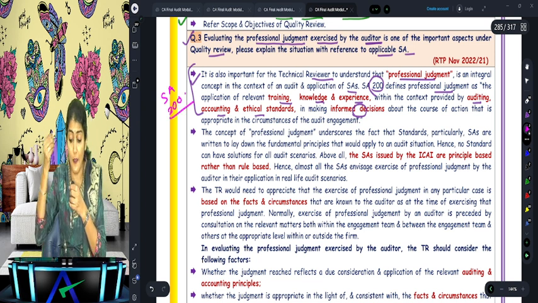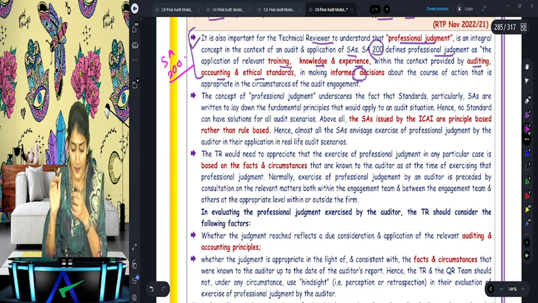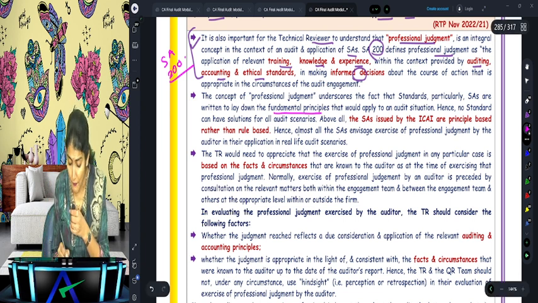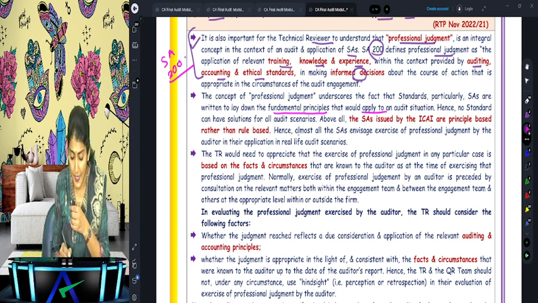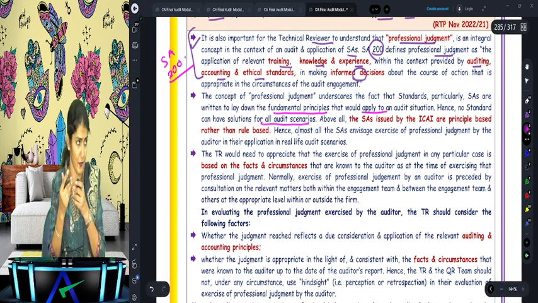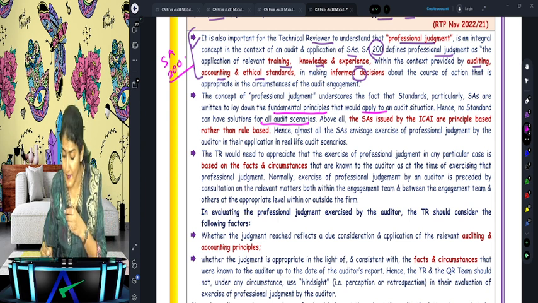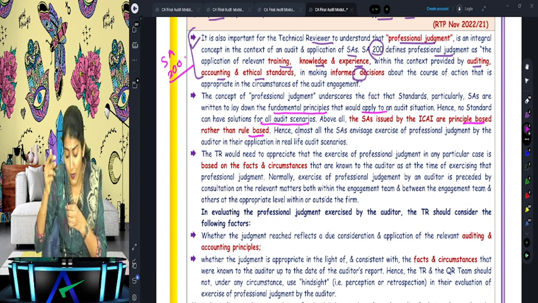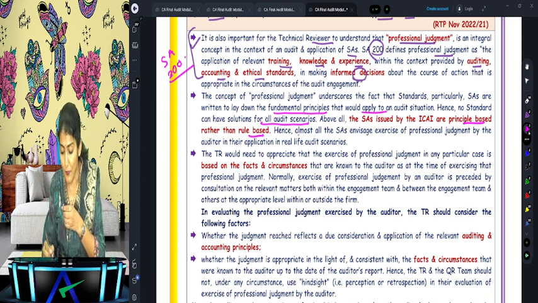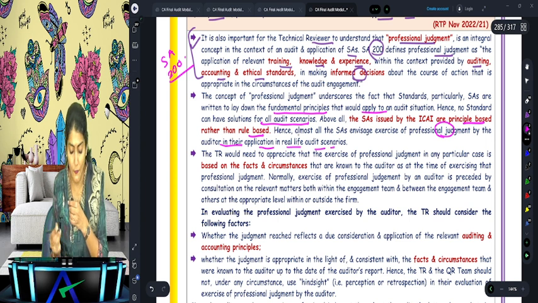Then the concept of professional judgment underscores the fact that standards, particularly the SAs, are written to lay down the fundamental principles that would apply to an audit. Hence, no standard can have solutions for all audit scenarios, and you have to apply your own judgment. The SAs issued by the ICAI are principle based rather than rule based. Hence, almost all the SAs envisage exercise of professional judgment by the auditor in the application in real life audit scenarios.